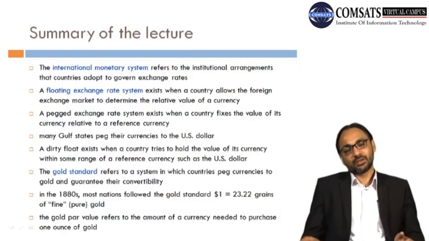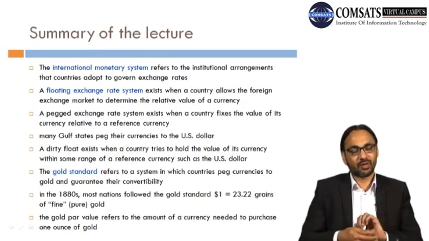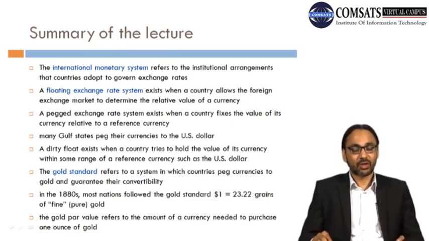Okay. Now let's do the recap of today's lecture. What we discussed today was the international monetary system, and under this monetary system we discussed the floating exchange rate. First of all, the gold standard, then the fixed exchange rate and the floating exchange rate. The gold standard refers to the system in which countries peg currencies to gold and guarantee their convertibility. In 1880, most nations followed the gold standard.